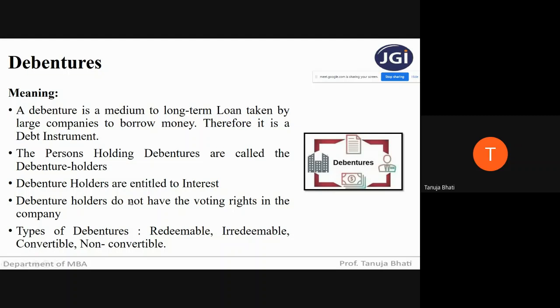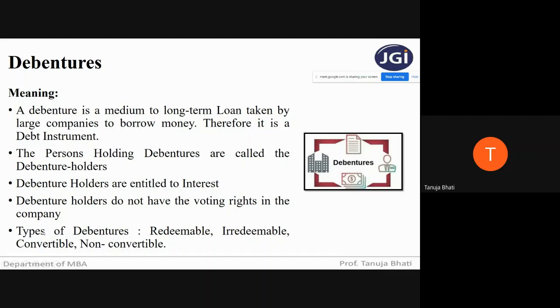Debenture holders do not have voting rights in the company. Only equity shareholders have voting rights. Debenture holders are like lenders of the company, so they do not have any right to participate in the decisions to be made in the company.